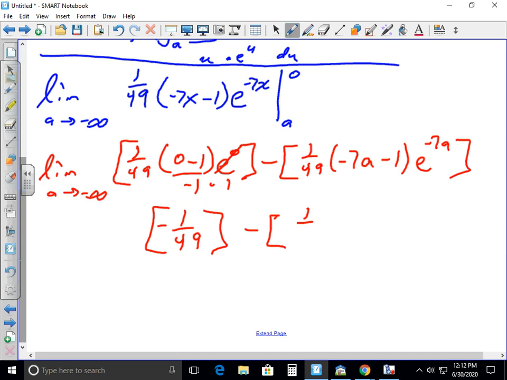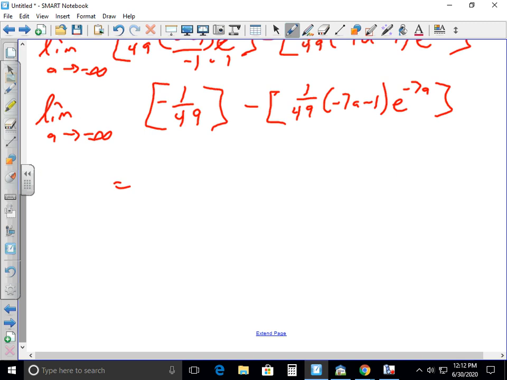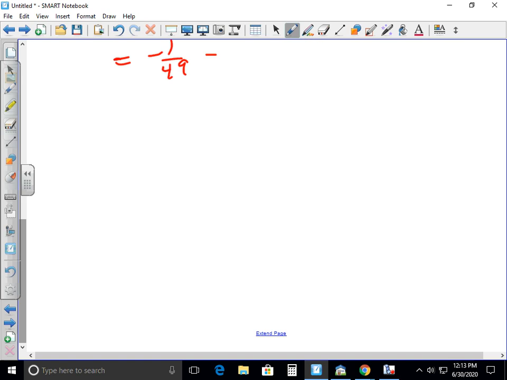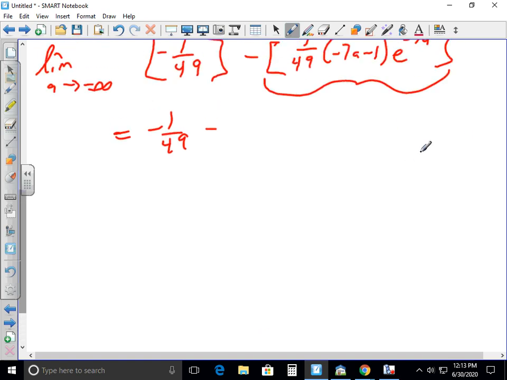But the key thing is we're letting a go to negative infinity. The limit of that as a goes to negative infinity. So for that first term, the limit of that constant is just negative 1 over 49. The question is, what is the limit of that going to be? Is that going to converge or is that going to diverge? Well, let's look at that.